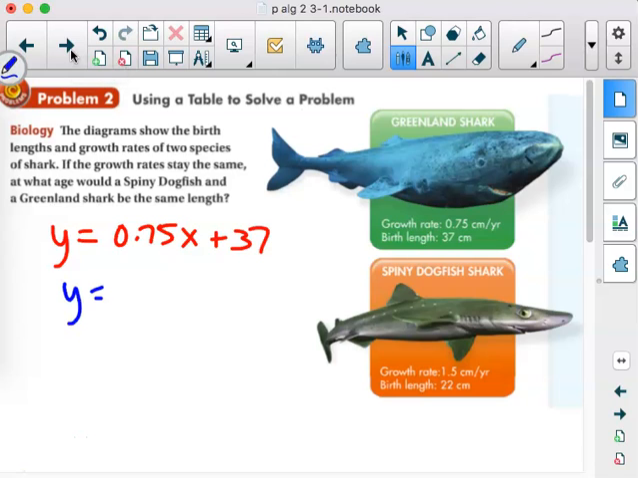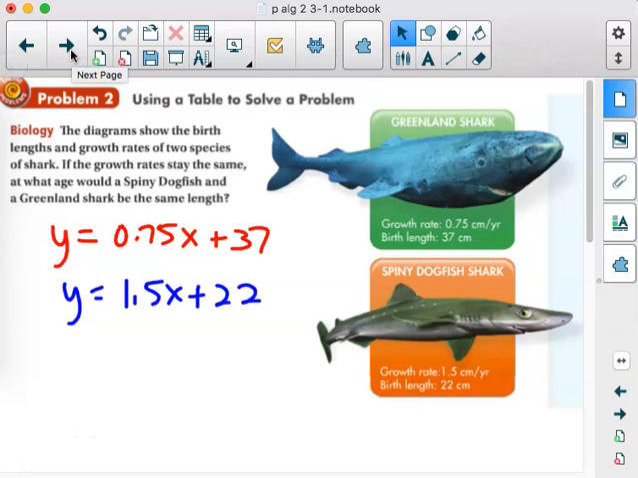That one would be y equals 1.5x plus 22. So what we should notice here is the Greenland shark starts off bigger. We've got the 37 centimeters versus the 22. But the spiny dogfish shark is growing faster: 0.75 for the Greenland shark, 1.5 centimeters for the spiny dogfish. And now we'd want to put that into the calculator.